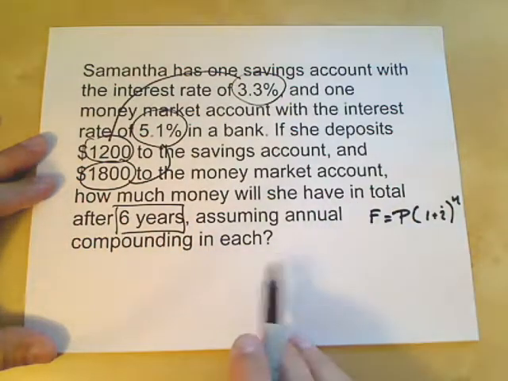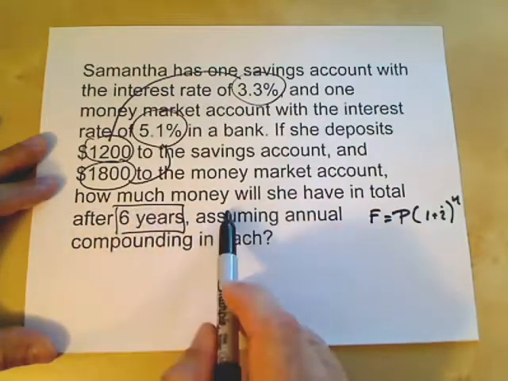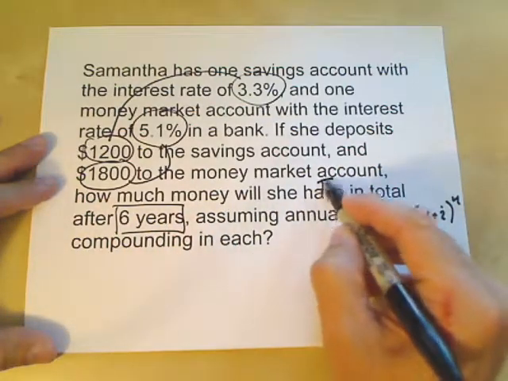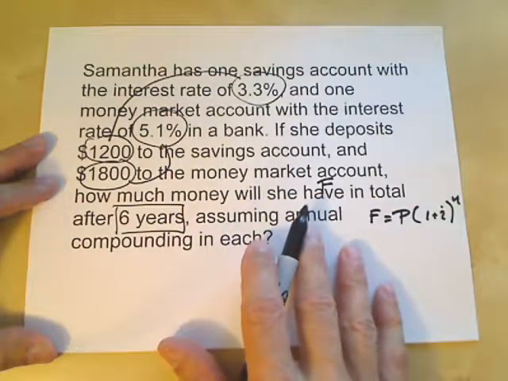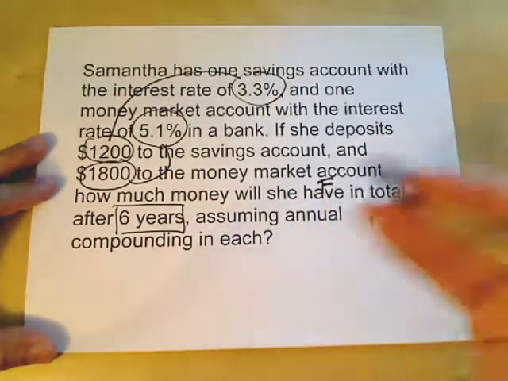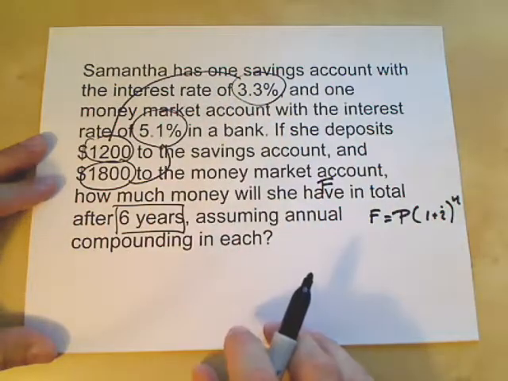What is the question asking us? How much money will she have? That's a future value question. It's not saying how much interest she has collected after 6 years. What will be the balance of these two accounts?